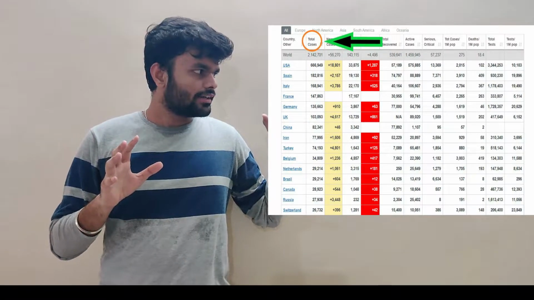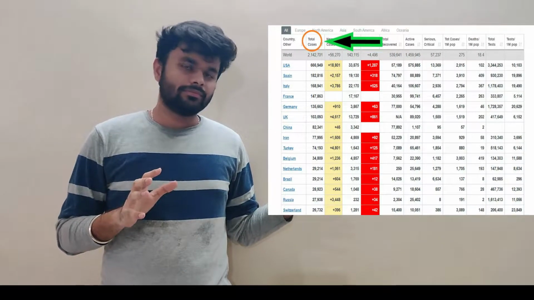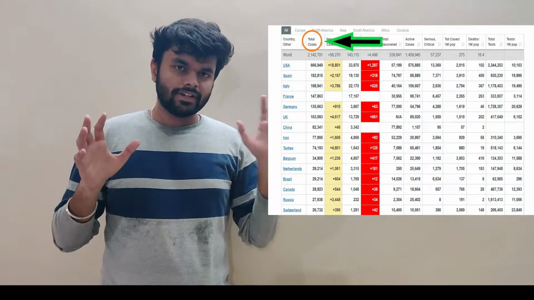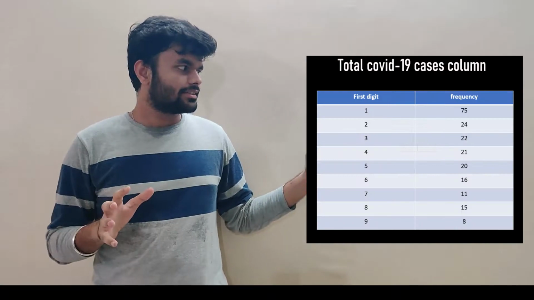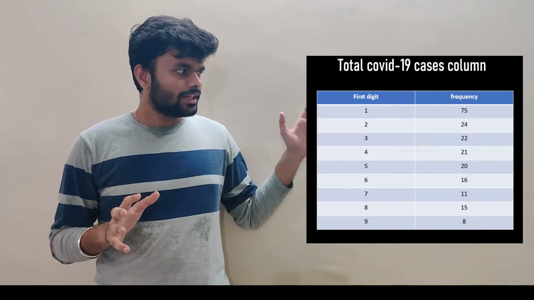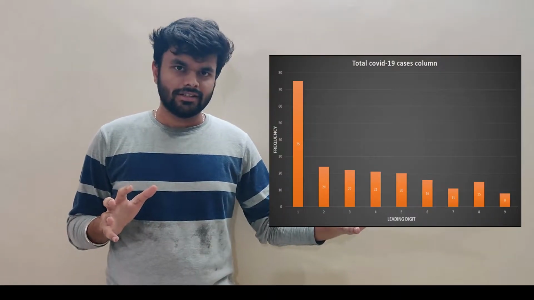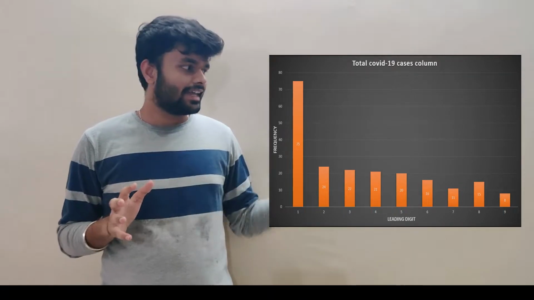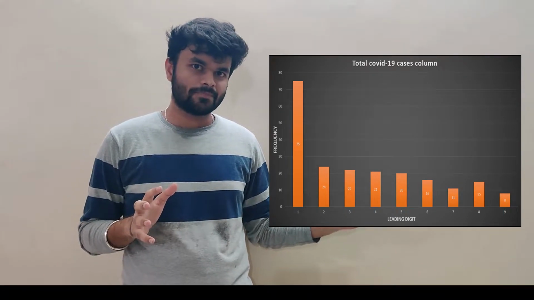First, we look under the total cases column and note down the leading digit of numbers in this column. And then we take the frequency of every digit that is appearing. For example, we take how many times 1 is appearing, how many times 2 is appearing, all the way up to 9. And this is the data that I got. Now just to get a clear picture, I plotted a bar graph corresponding to this data. We see that 1 is appearing maximum number of times and 9 is appearing least number of times.